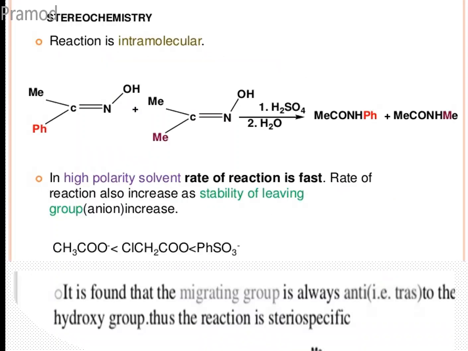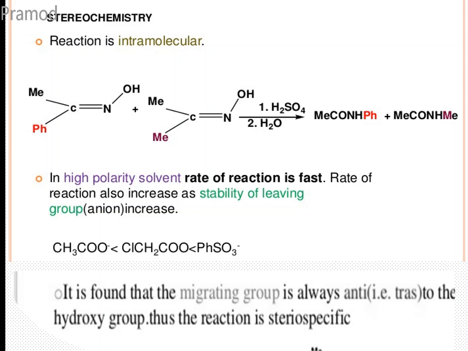So let us see the stereochemistry of this reaction. There is an intramolecular rearrangement; the rearrangement takes place within the molecule. So which group migrates? In this reaction, you take a mixture of two oximes and try to find out the product. Which product was formed?